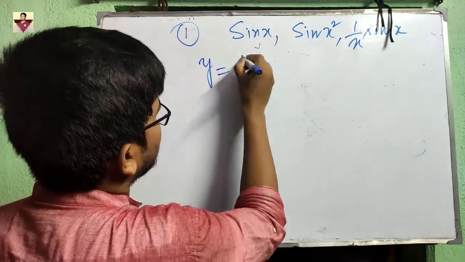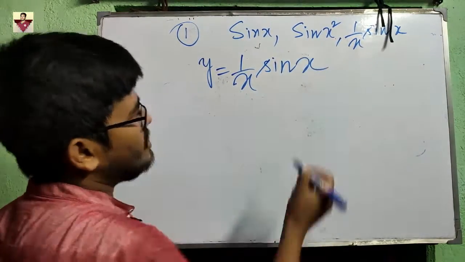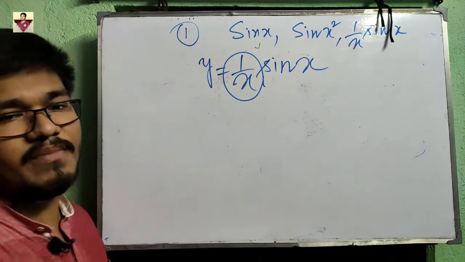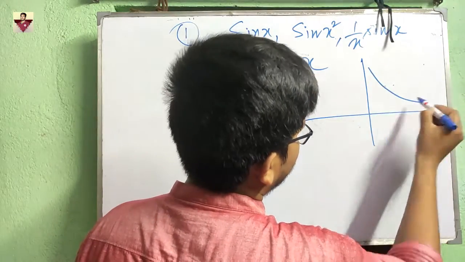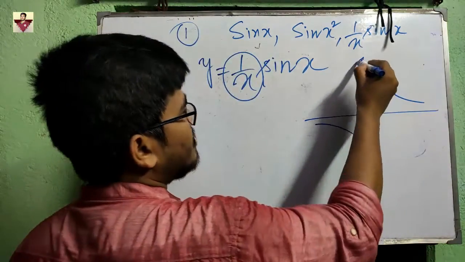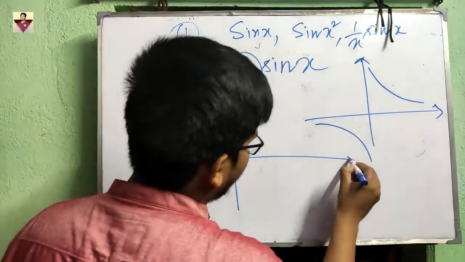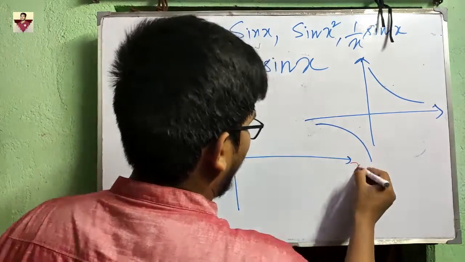Okay. y equals 1 by x into sin x. So this amplitude part will be varying as 1 by x. Keeping in mind that you know the 1 by x graph varies like this, right? So the amplitude of the sin x function will also go on decreasing as x increases, right? So how to plot?